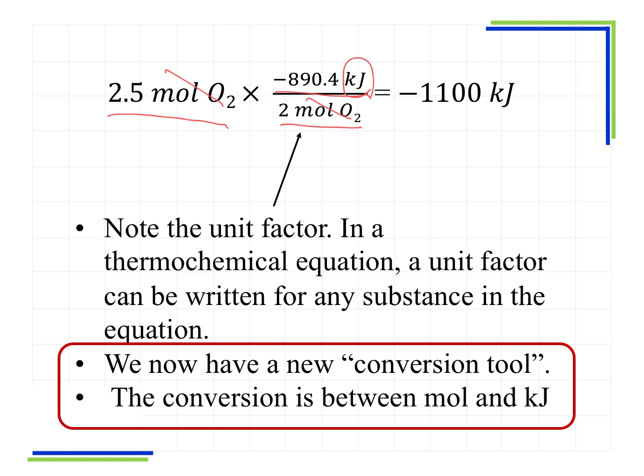We can use the delta H and the coefficient in the balanced chemical equation, or let's say thermochemical equation, as a conversion factor. So that is a new tool in our conversion tools, right? And this tool is the conversion between mole and kilojoule, okay? So when you want to go from mole to the change of enthalpy, to the kilojoule, you can use this conversion tool.